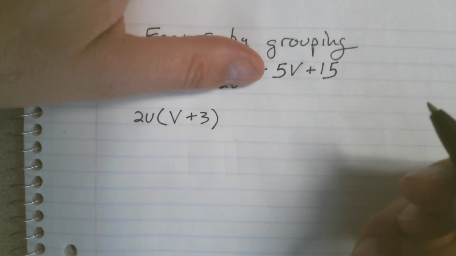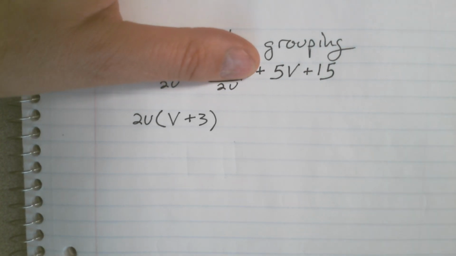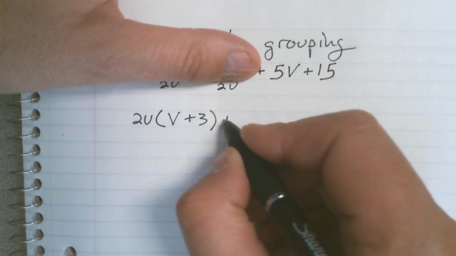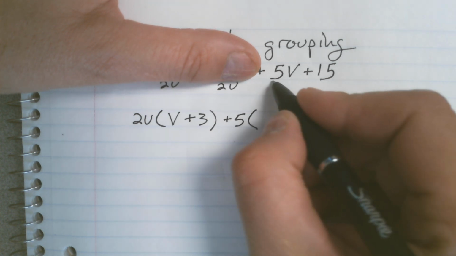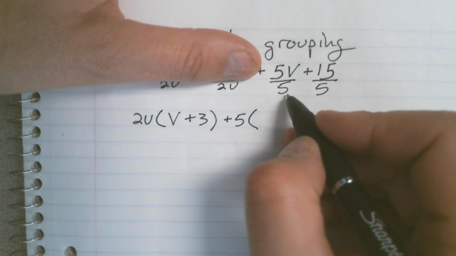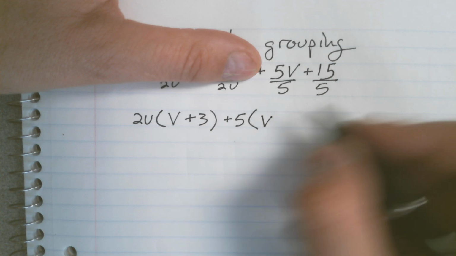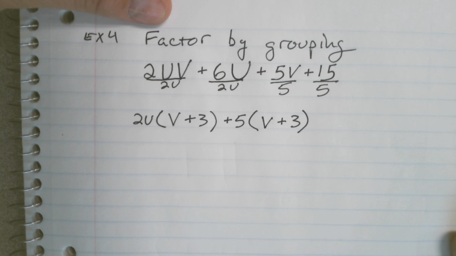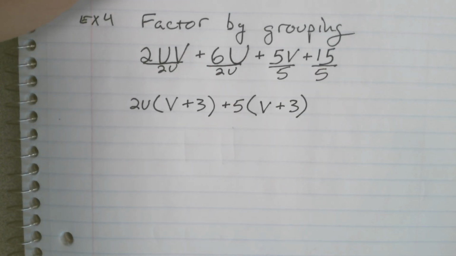Now I'm going to cover up the first two terms and look at the second two terms. What is common between 5B and 15? All right, so 5, positive 5, correct? All right, so we're going to divide this by 5 and divide this by 5. 5B divided by 5 is simply B, and 15 divided by 5 is 3. All right, question, do we have the same thing in both parentheses? So that means we did it correctly.